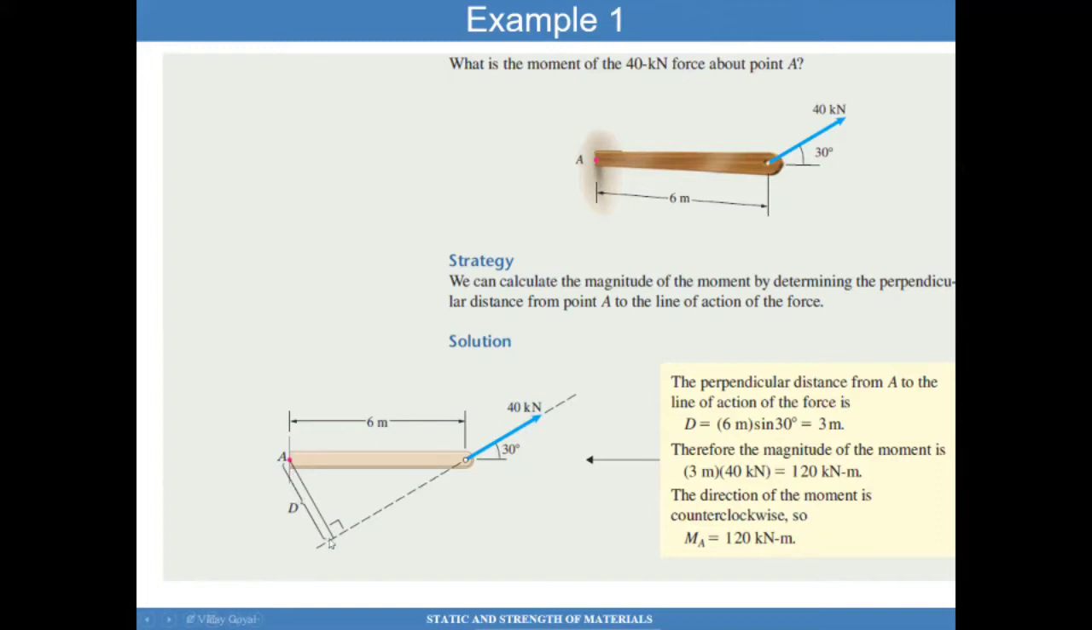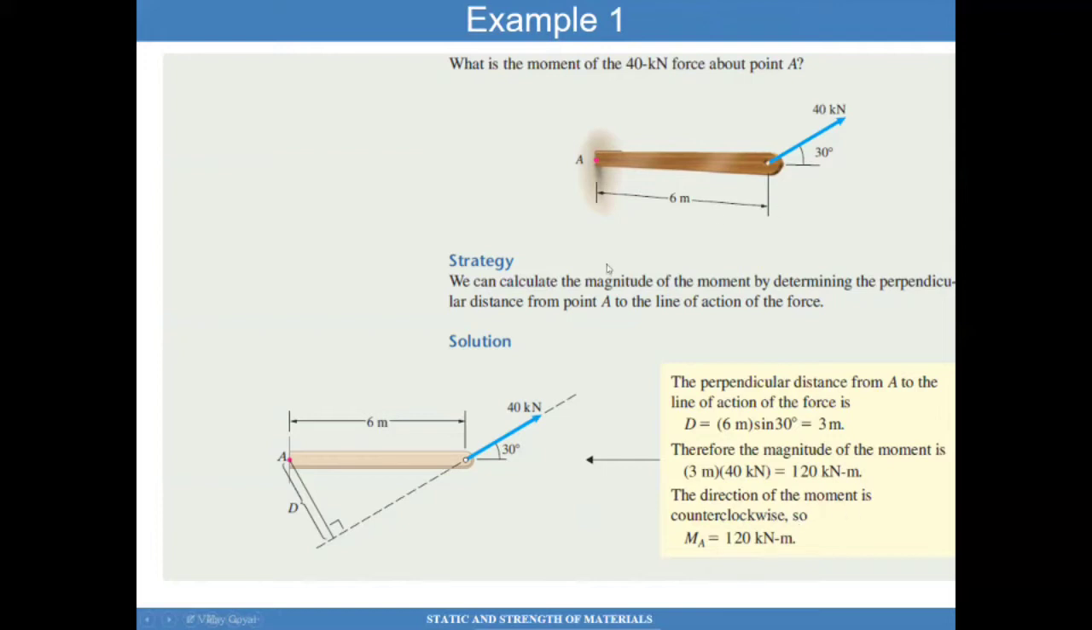As a consequence, now all I have to do is to determine this force. So basically this distance times this force gives me the moment about A. And that's 3 meters times 40 kilonewtons. That gives me 120 kilonewton times meter. Notice that the unit is force times length. And also notice the direction of the moment is counterclockwise.